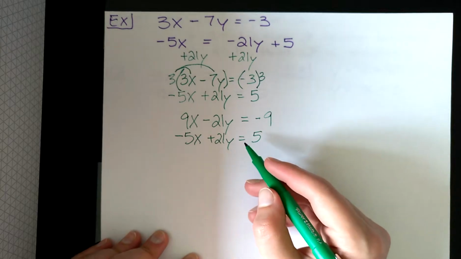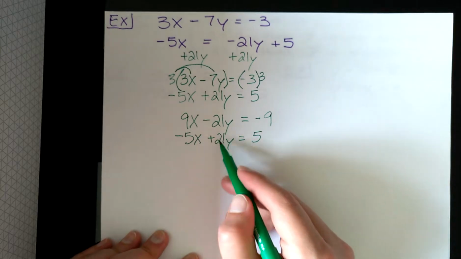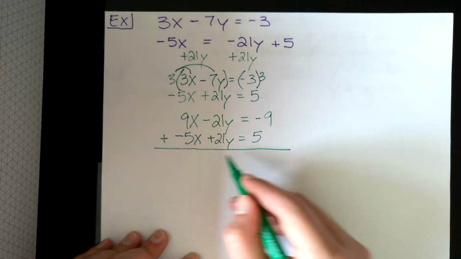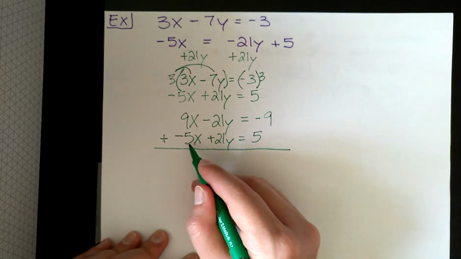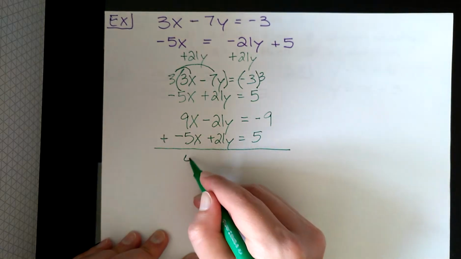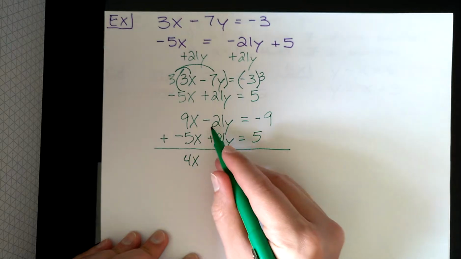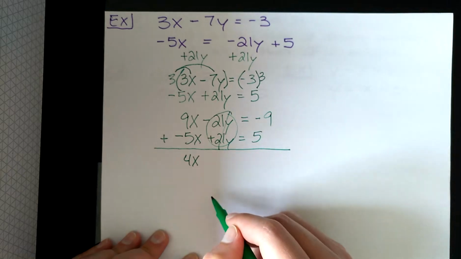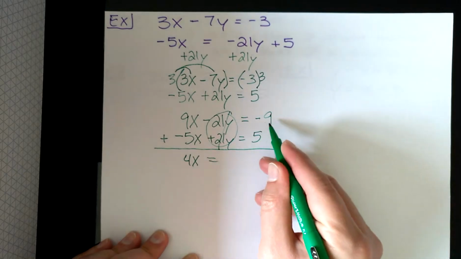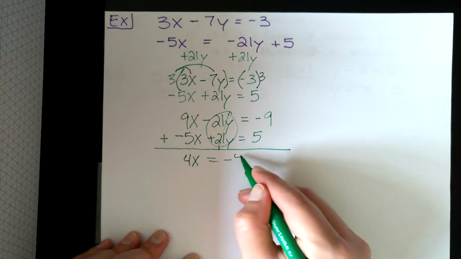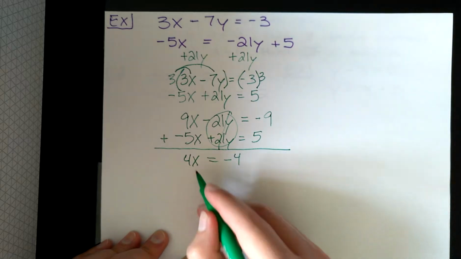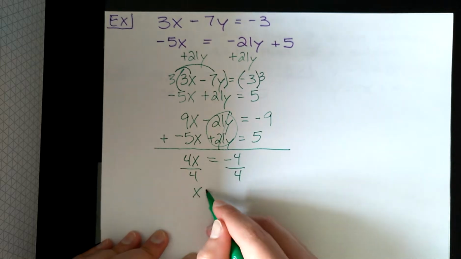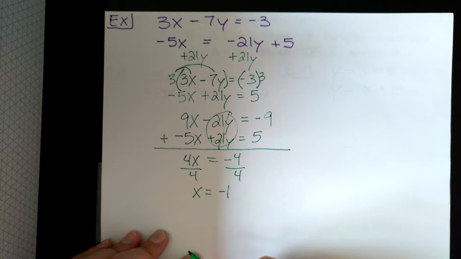And now we can use the addition method because negative 21y and positive 21y are opposites. So when we add the equations together, 9x plus negative 5x gives us 4x. Negative 21y plus 21y cancels off. And this is equal to negative 9 plus 5, which is negative 4. Dividing each side by 4 to get the x alone, we get x equals negative 1.